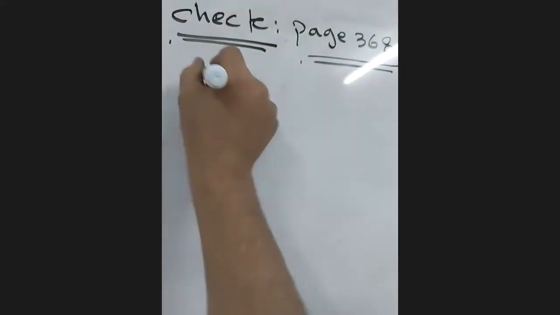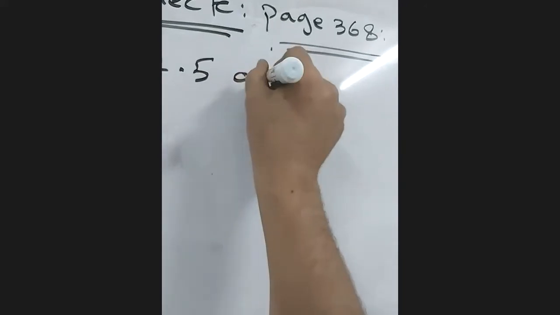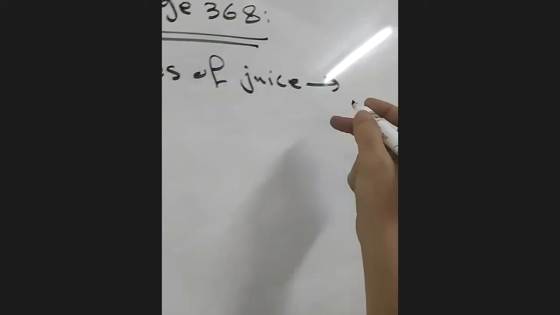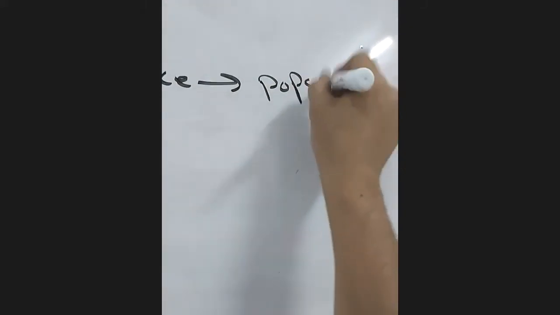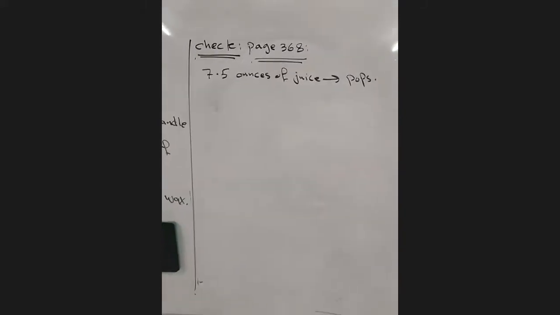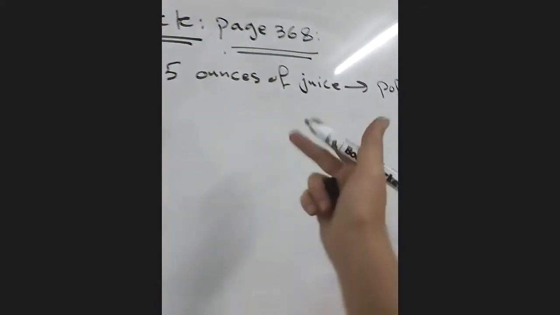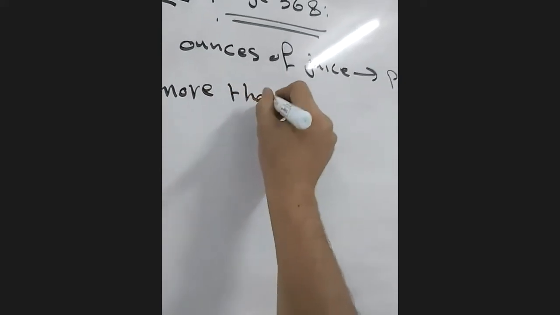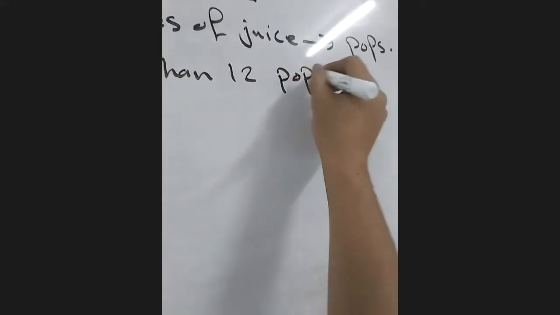Wait, he needs 7.5 ounces of juice for each what? Popsicle. Good. For each popsicle, he needs 7.5 ounces of juice. Continue. And wants to make no more than 12 popsicles.